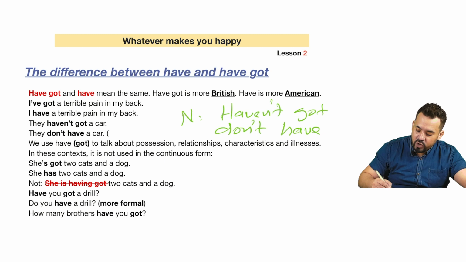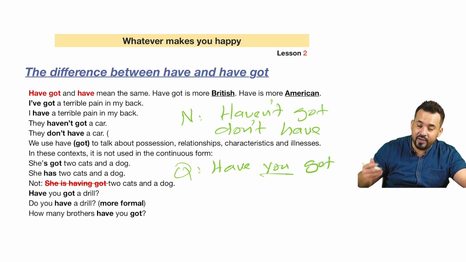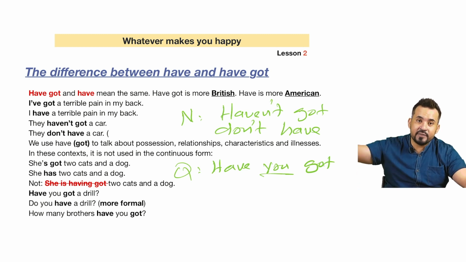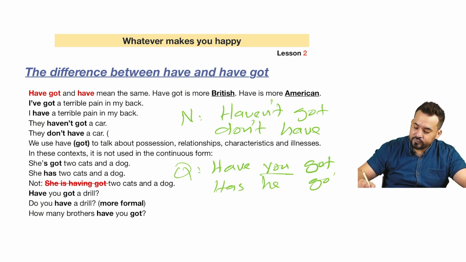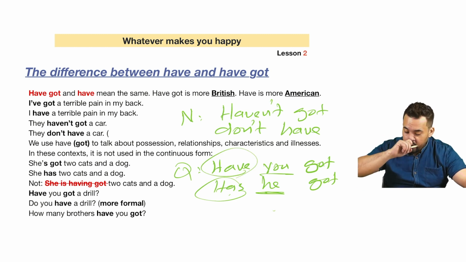Okay? In case of the questions, have you got, for example, have you got, or you can replace you with any other pronoun. Have you got, have they got, or if you use he, she, it, then have will become has. So it will be has he got. Okay, don't forget this. Have and has will change depending on the pronoun that follows.